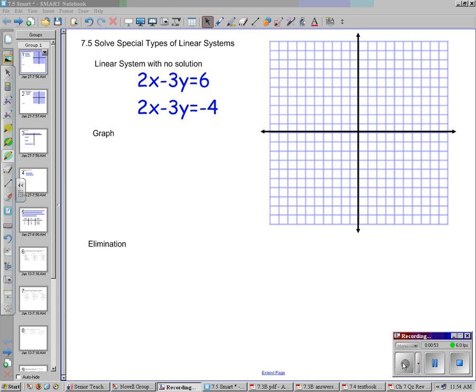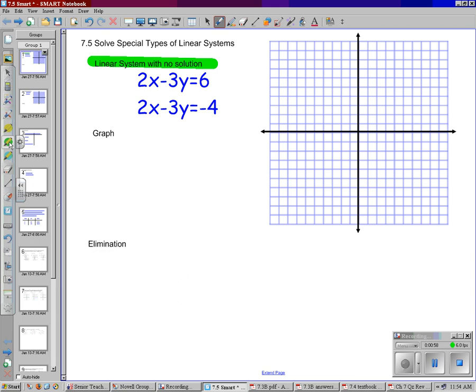So we're going to start out here with linear systems that have no solution. These kinds of systems will be parallel lines in the end. That's why I want you to have that sheet of graph paper out so that we can do some graphing of these. You're going to solve this one two ways. We're going to graph it, and we're going to do the elimination method. I'm going to show you how it works graphically and algebraically. We're going to do graphically first.